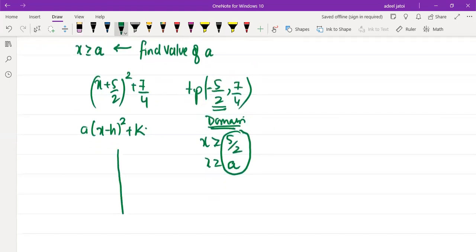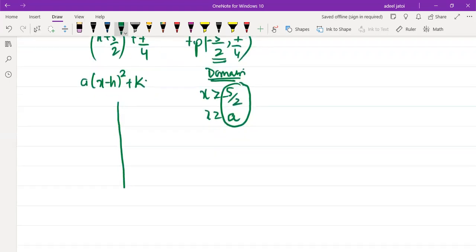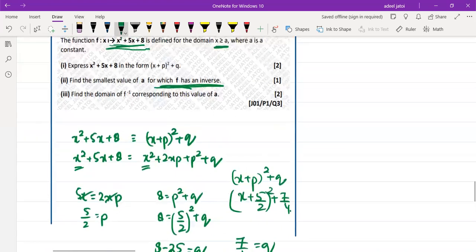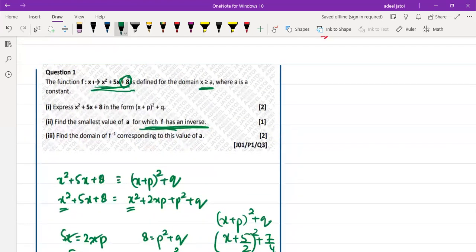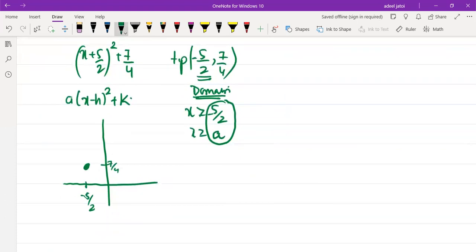Considering that this is minus 5 upon 2 and this is 7 upon 4, the turning point is minus 5 upon 2, 7 upon 4, and the y-intercept that we have is 8. So the graph goes like this. Considering the graph goes upward, this becomes your increasing function with a positive gradient. So these are a few concepts that you should know, applied with the same question.